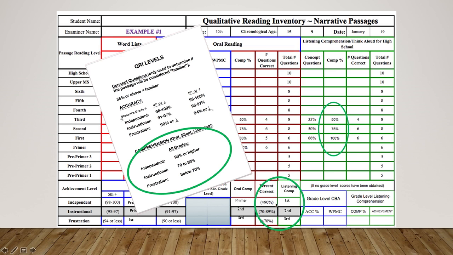It's interesting to compare these two, because if you look at the instructional levels, this student's oral comprehension and his listening comprehension are the same, and they're both significantly below his grade placement of 10th grade, which makes him a challenge.